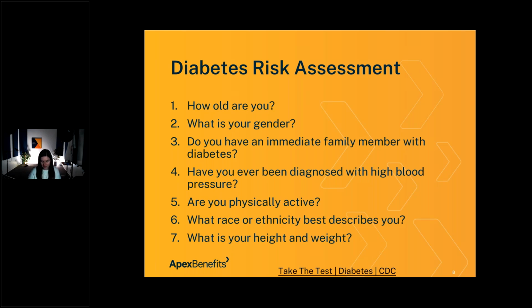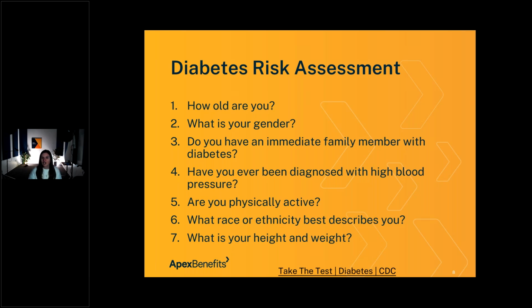The third is, do you have an immediate family member with diabetes? This actually is true for both type 1 and type 2 diabetes. If it runs in your family, you're more prone to also have this. The fourth is, do you already have a diagnosis of high blood pressure? This is, if you think about it, similar. If you have high blood pressure, a comorbidity is oftentimes obesity as well. So they kind of go hand in hand.